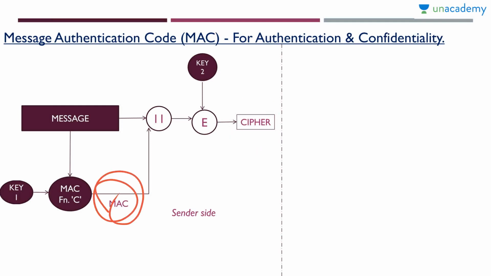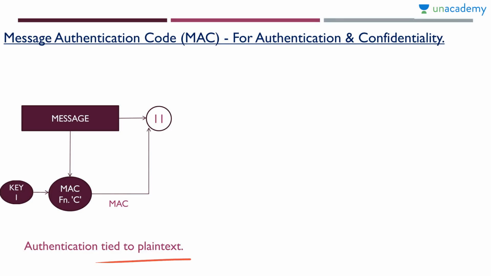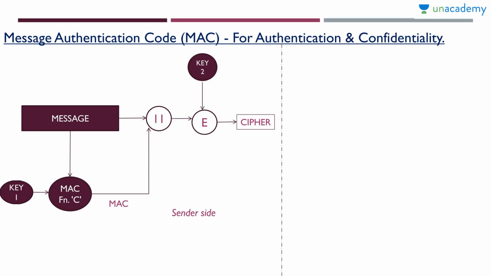We don't know what kind of encryption algorithm we are using, so we can't say that it will be like message plus MAC. We can't easily separate it. So in this cipher, there will be this code and the encrypted message. Here the MAC code is actually appended with the plain message. That is why we call it authentication tied to plain text. Then we encrypt it using another key and we'll get the cipher.